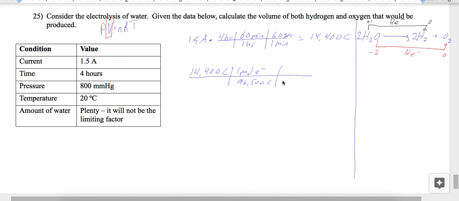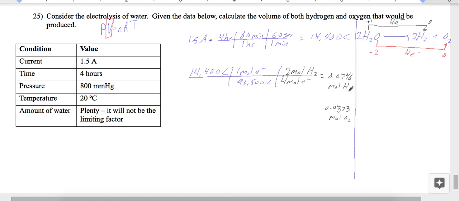We have 4 moles of electrons, and then we have 2 moles of hydrogen. That gets us our moles for that, which is 0.0746 moles of hydrogen. And because the ratio is 1 to 2, if we have the moles of hydrogen, we can get moles of oxygen. It's going to be just half as much, 0.0373 moles of oxygen. So we have those 2 different pieces there.